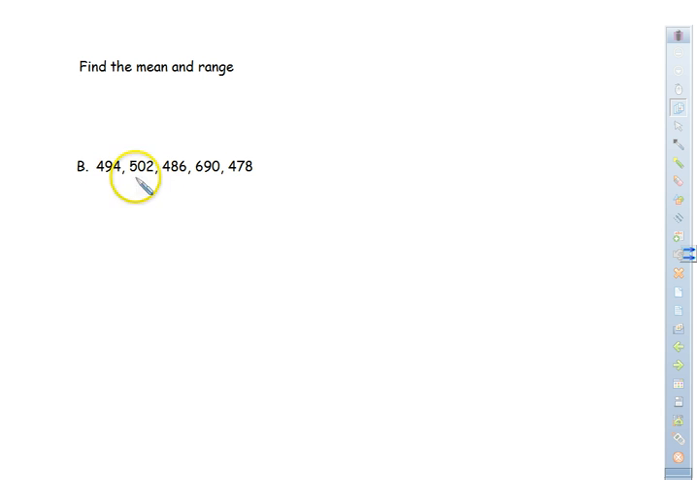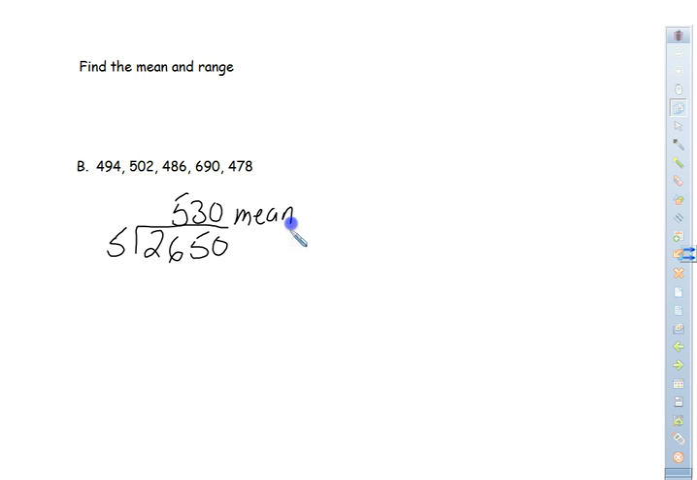Alright, so we're going to take these, and we're going to add them all together, and we get 2,650. And we have 1, 2, 3, 4, 5 numbers again. Divide that by 5. And when you do that, you get a total of 530. That is my mean. And my range then is my largest number, which is 690. And we are going to subtract from it my smallest number, which looks like 478. We're going to subtract again, so we're going to borrow, and we get 2, and 1, and a 2. So 212 equals my range.